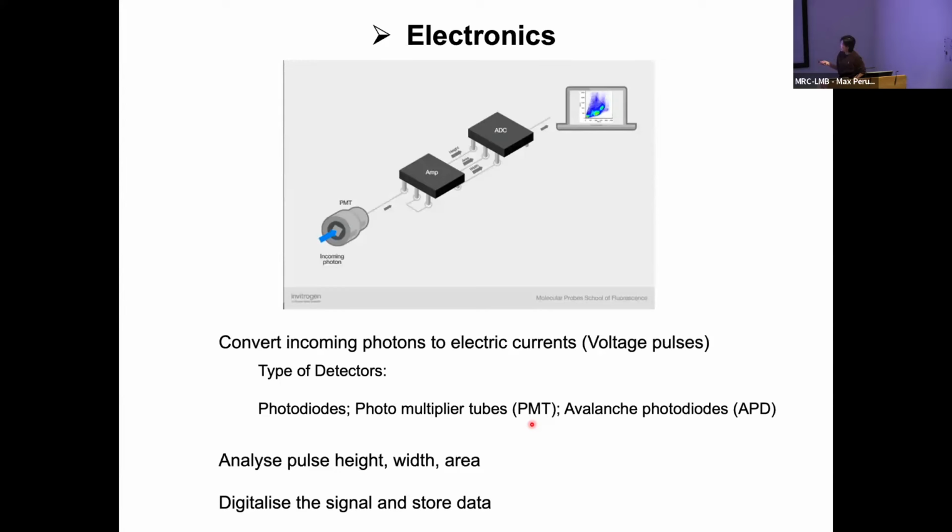The electronics part of the flow cytometer: basically the detectors will convert incoming photons to electric currents. There are two types of detectors on our flow cytometer, one is PMT, the other is APD. You won't see this, but it depends on how the manufacturer designed the flow cytometer. They are doing a similar thing. The electronics can analyze pulse height, width, and area, digitize the signal and store the data in the computer.